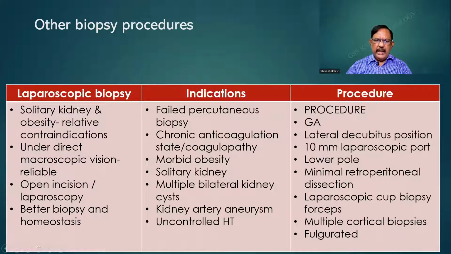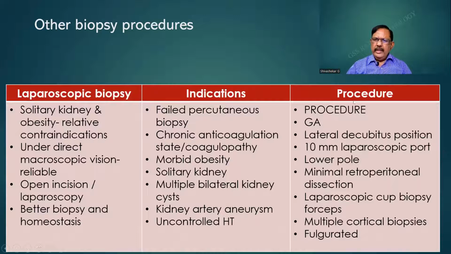What are the indications for laparoscopy? Laparoscopy is you make a small slit and through that you do it. It is not a blind needle. Indications are failed percutaneous biopsy, chronic anticoagulation state or coagulopathy, morbid obesity, solitary kidney, multiple bilateral kidney cysts, kidney arterial aneurysm, uncontrolled hypertension. Where all it has been contraindicated, they might be relative indications in the laparoscopic biopsy.